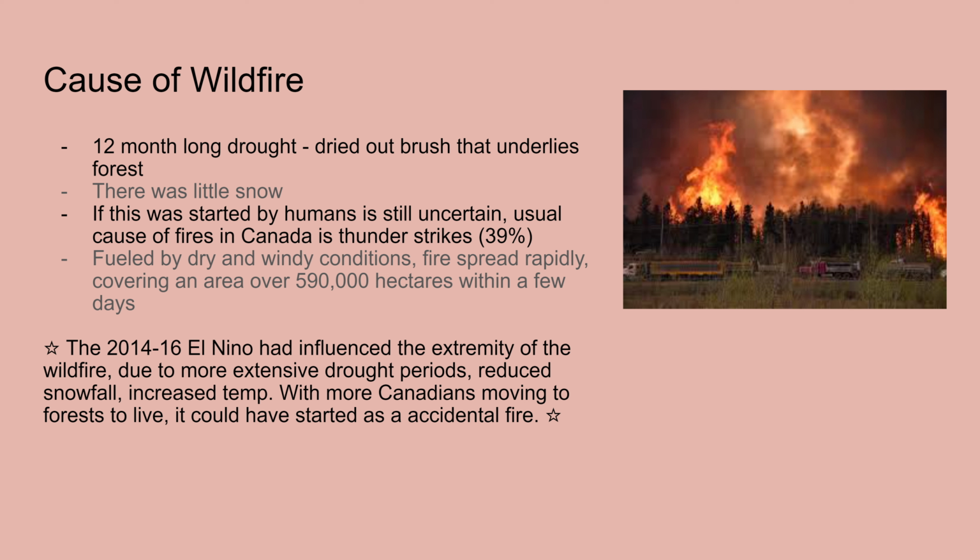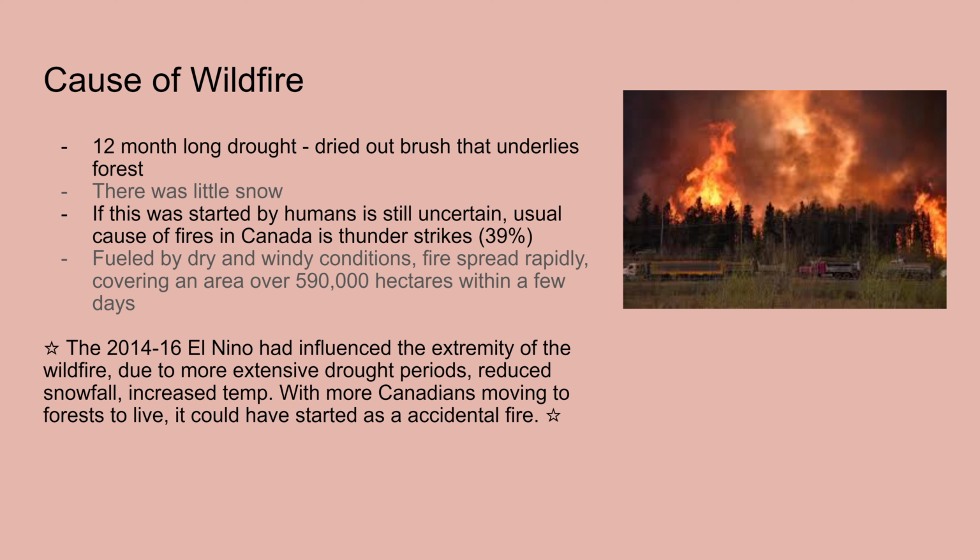If this was started by humans is still uncertain. The usual cause of fires in Canada is thunderstrikes at 39%. This wildfire was fueled by dry and windy conditions. Fire spread rapidly, covering an area of 590,000 hectares within a few days.